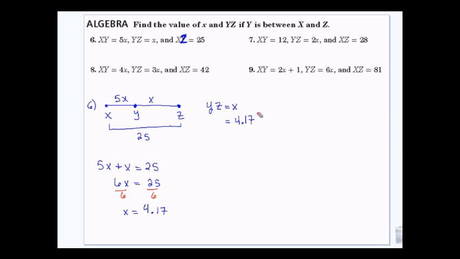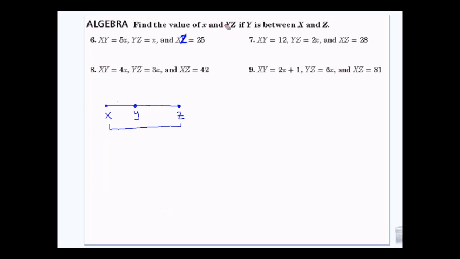Does everybody have this one? Because for the next one I can, oops, too big of an eraser. For the next one I can use the same picture. I can just relabel it because it's the same picture for all of these, where Y is between X and Z. So if I come in and I do number 8, same picture, different labels. XY is 4x, YZ is 3x, and XZ is 42.